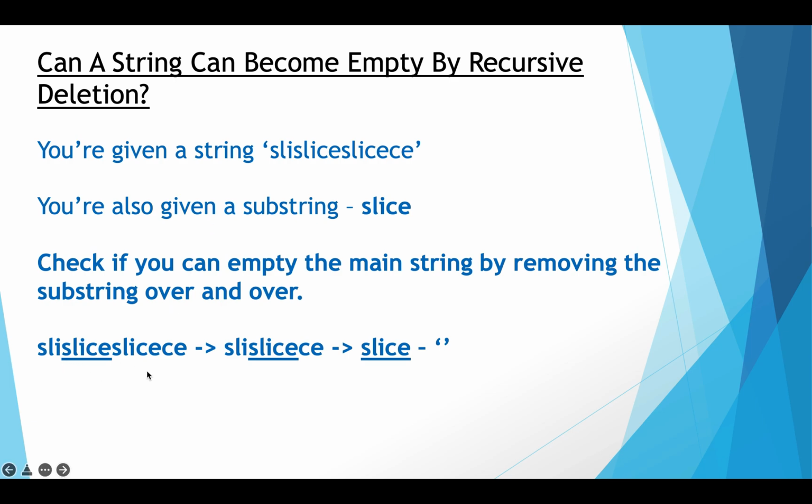So in this string, you can see the substring appears right here in the middle. When you remove it, you get this string with the substring again in the middle. On removing it, you get the substring again. And this time, the string only contains the substring. When you remove this substring, then you get an empty string. This is what the Python program should check. It should return true if this is the case.